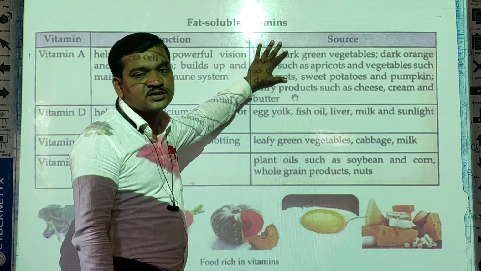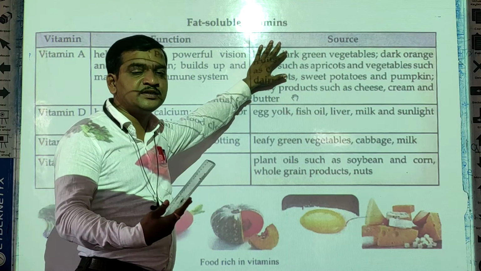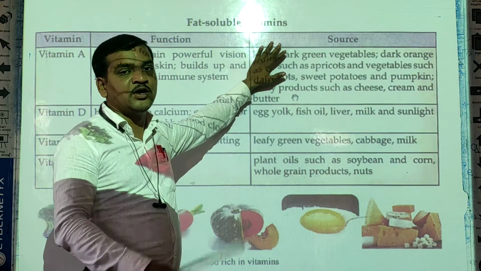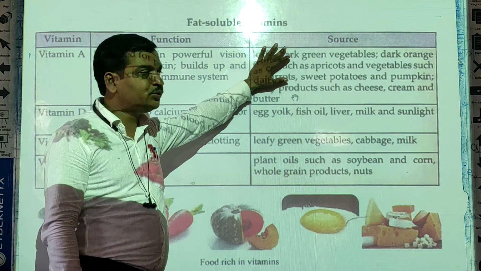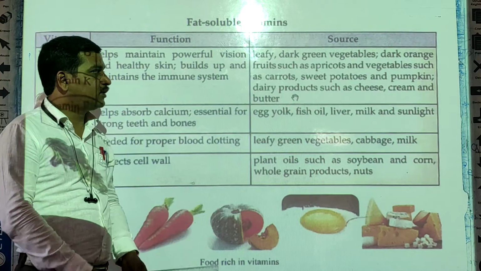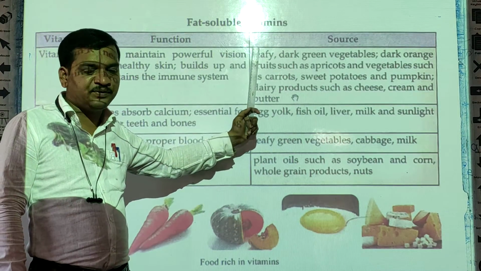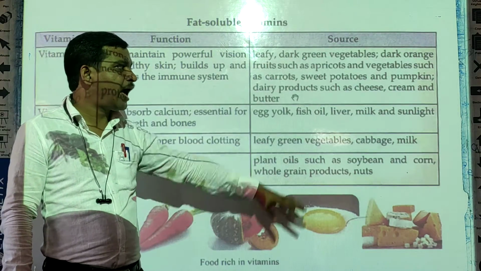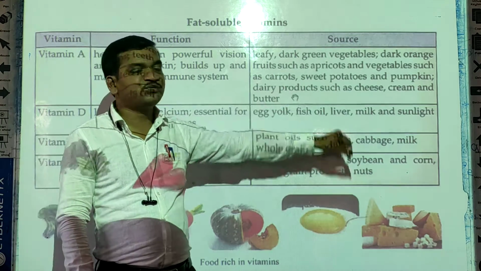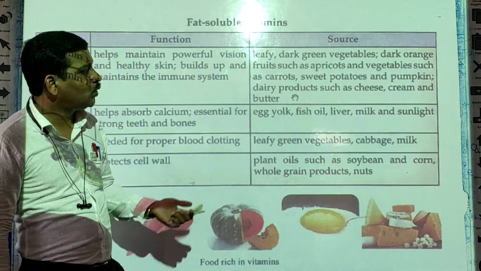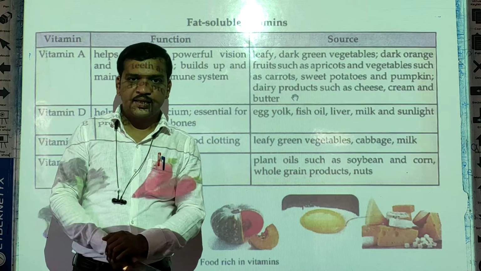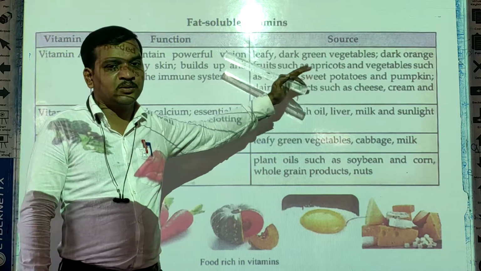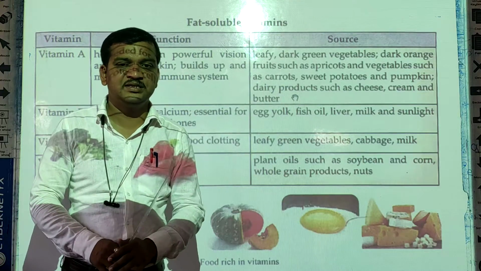The second thing is the sources. How can we get vitamin A, which is very necessary? We can get this vitamin if we eat these types of food items. What are the food items? Leafy or green vegetables, orange fruits and vegetables such as carrots, sweet potato, pumpkin, tomatoes, cheese, cream, butter. If you eat these types of food items in day-to-day life, your body will get vitamin A, which is necessary for vision.